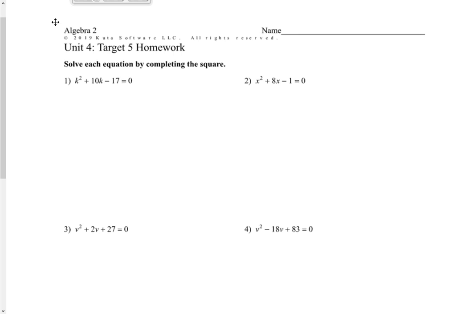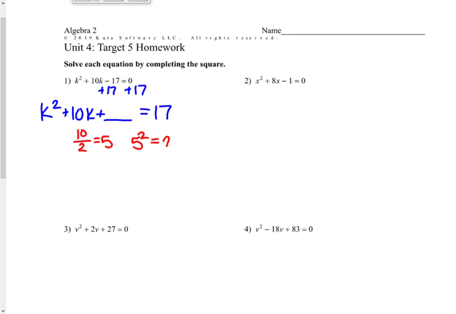Number 1, our first step always is to move the constant to the other side, so I'm going to add 17 to both sides. So k squared plus 10k plus something to complete that square is going to equal 17. To complete that square, we have to take that middle term and divide by 2. So 10 divided by 2 is 5. And then we had to create a square, so we have to do 5 squared, which is 25. So I'm going to add 25 to both sides in order to keep that equation balanced.